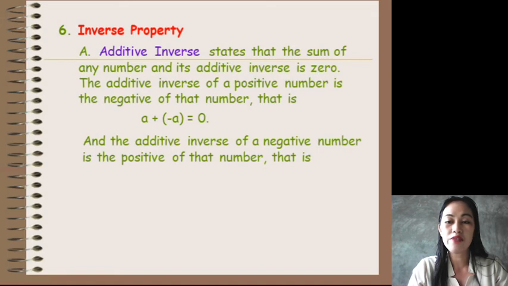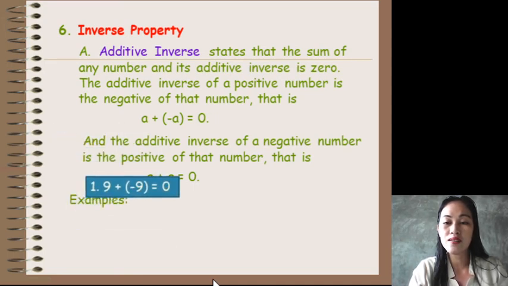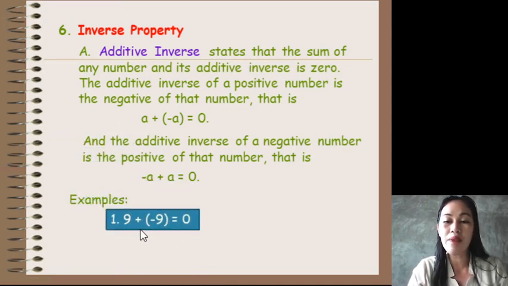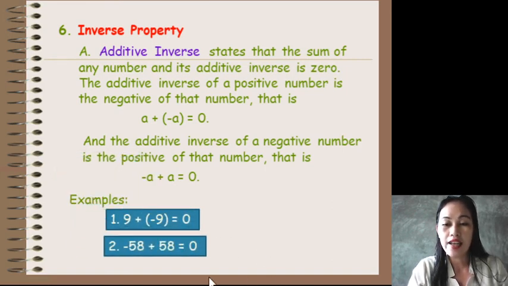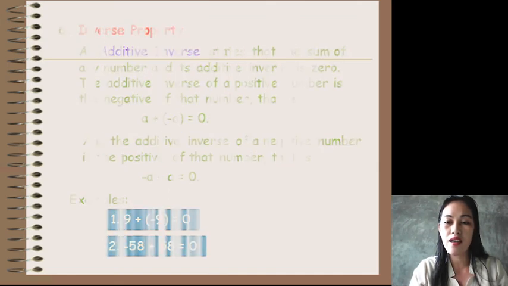And the additive inverse of a negative number is the positive of that number. That is, we have negative A plus its additive inverse, which is positive A, is equal to 0. Example, we have 9 plus its additive inverse, which is negative 9. The answer is 0. Next, negative 58 plus its additive inverse. The answer is 0. So that is for additive inverse.